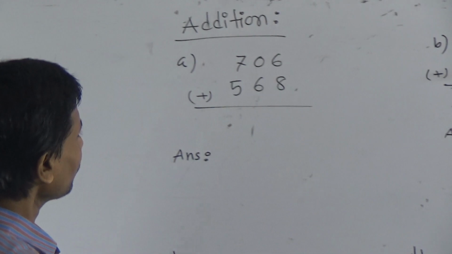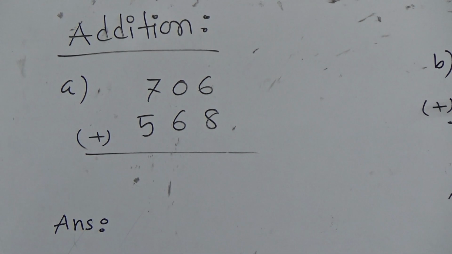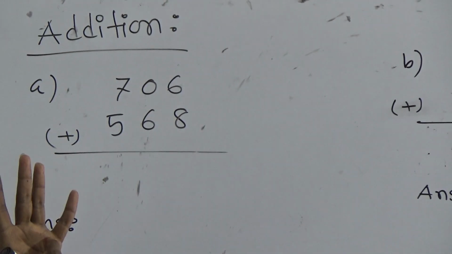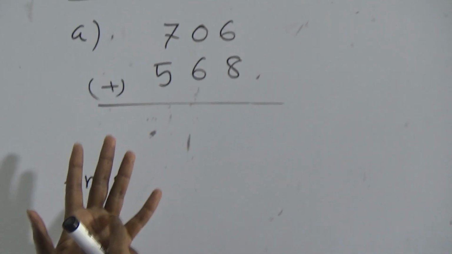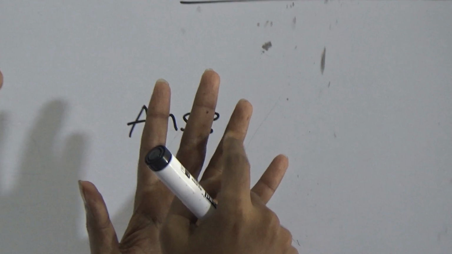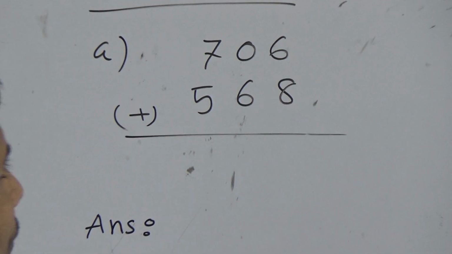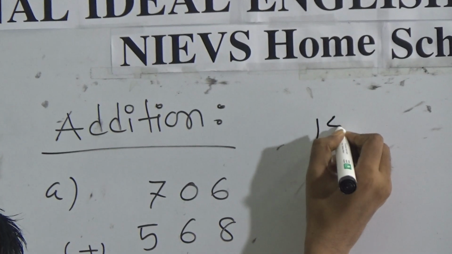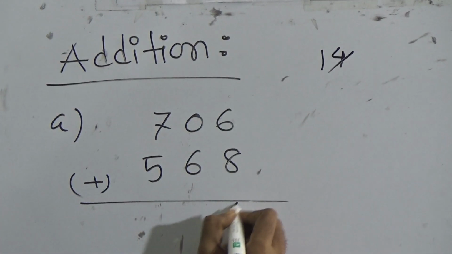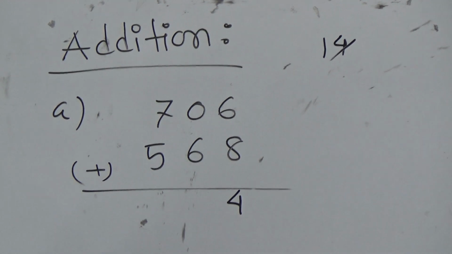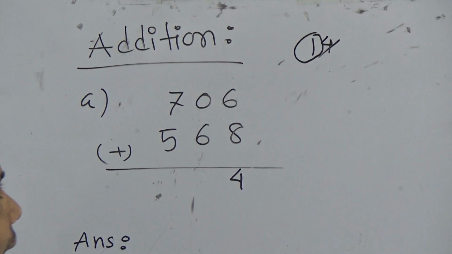Look, you see here 6 plus 8. You count 6 plus 8: 6, 7, 8, 9, 10, 11, 12, 13, 14. That means 6 plus 8 equals 14. You put this 4 here and you have 1 in your hand.